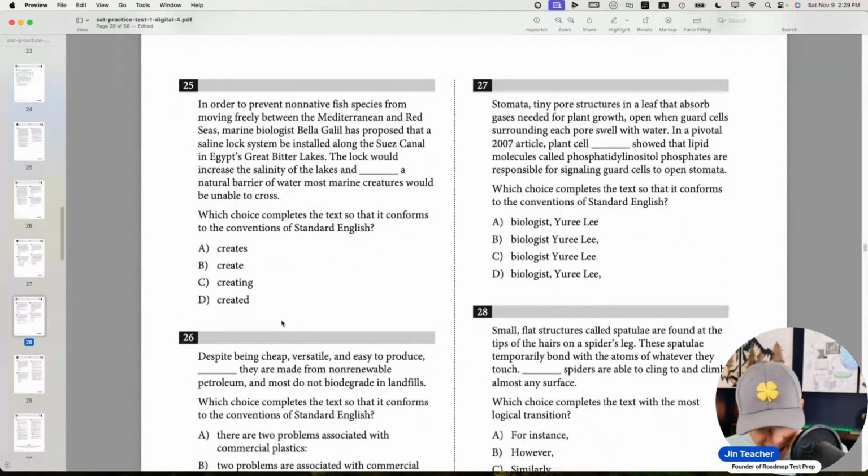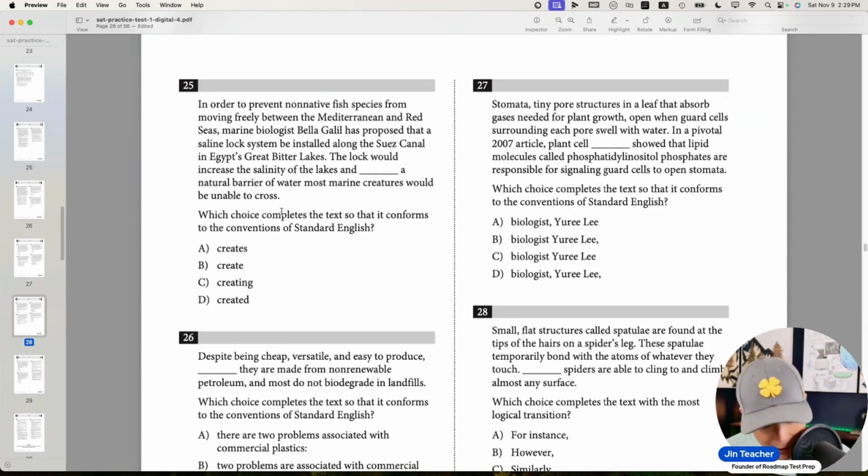25, looking at the answer choices, what do you notice, you guys? So one of the things that I notice is as soon as I notice a difference between a singular verb and a plural verb, right? So creates is singular and create is plural. As soon as I notice that difference, I know that one of the things that the SAT is testing me on is subject-verb agreement. So now I'm just going to look for the subject of this verb, right?